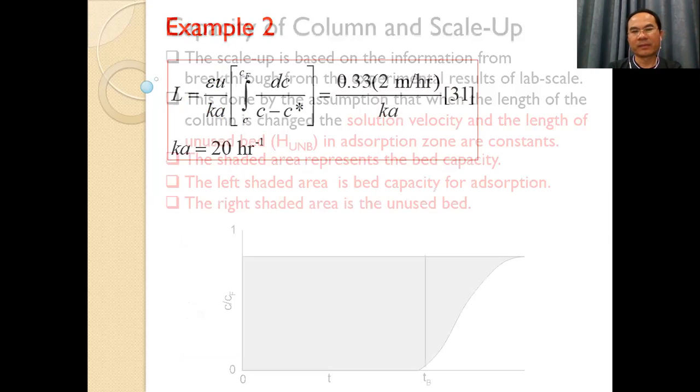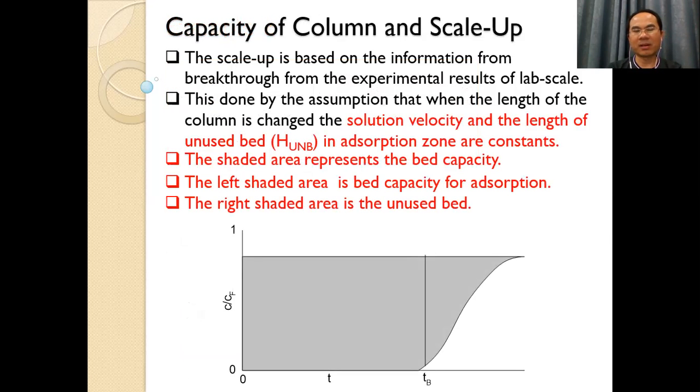Okay, for the next, we talk about the capacity of the column and the scale up. This is the last section for the adsorption. Mostly the scale up is based on the information from the breakthrough curve like this. We will use this breakthrough curve to explain the scale up from lab scale to pilot scale or plant scale.